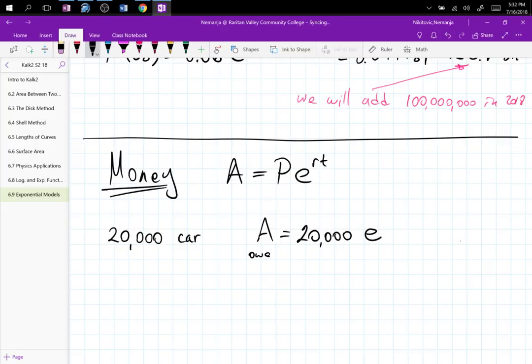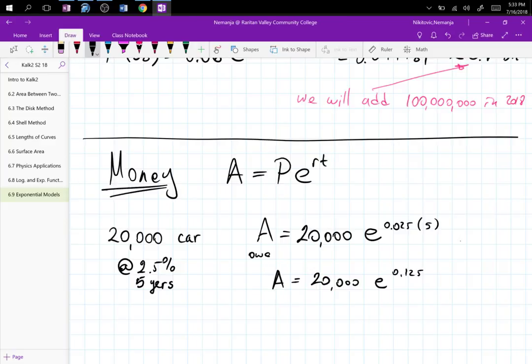So let's say you have a good credit score, and so you're borrowing, let's say, at 2.5% for 5 years, right? So if you're borrowing $20K at 2.5% for 5 years, then this r is 0.025, and then that gets multiplied by 5 because of your 5-year commitment to pay off. So that's going to be 20,000 times e to the, and when you multiply here, you get 0.125, right? So now take your abacus and figure out this value.